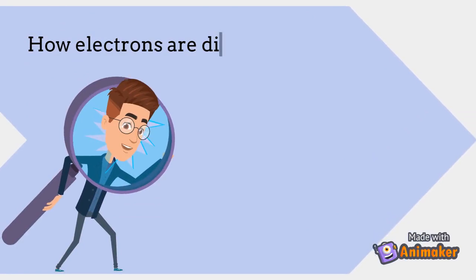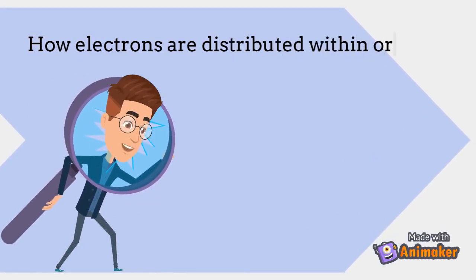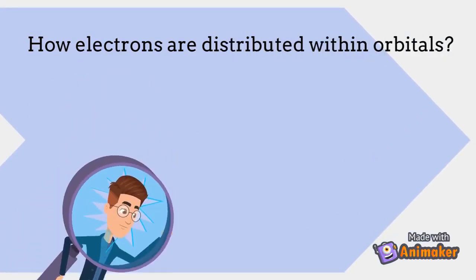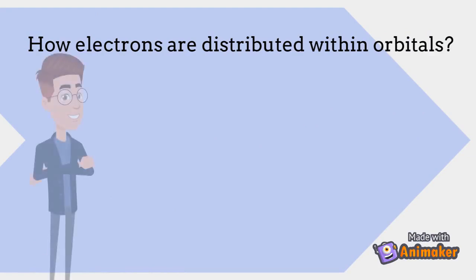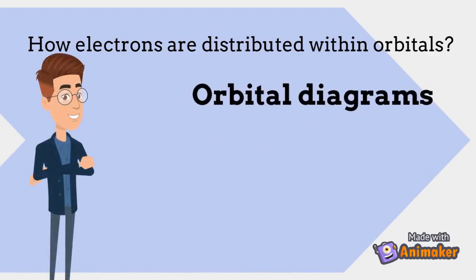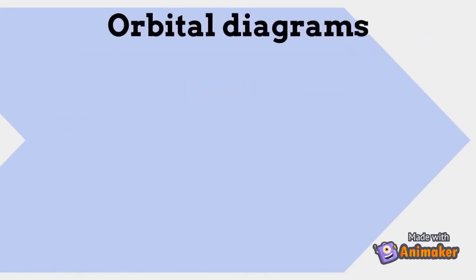To have a complete idea about electronic configuration, we have to know how electrons are spread through the orbitals. For that, we draw orbital diagrams to show how these electrons are filled.